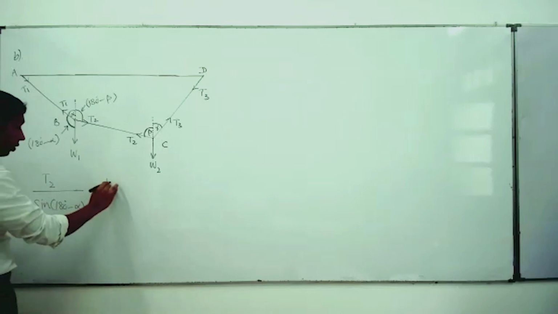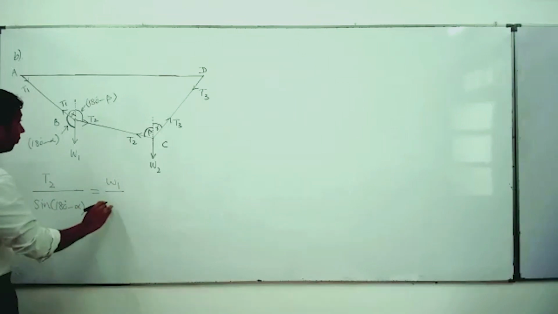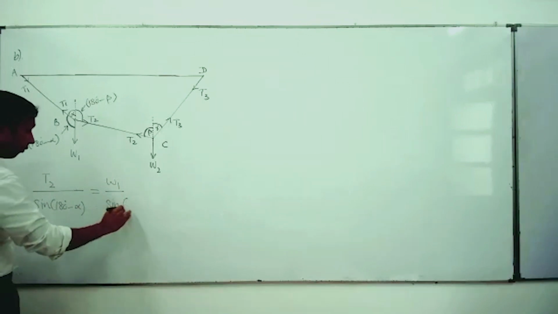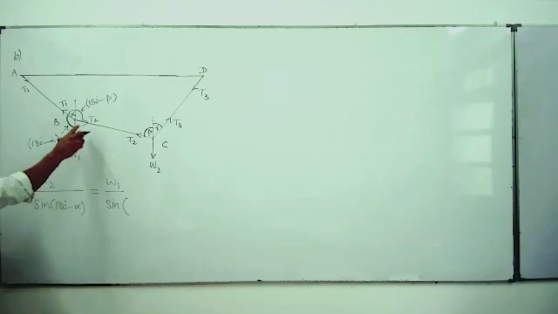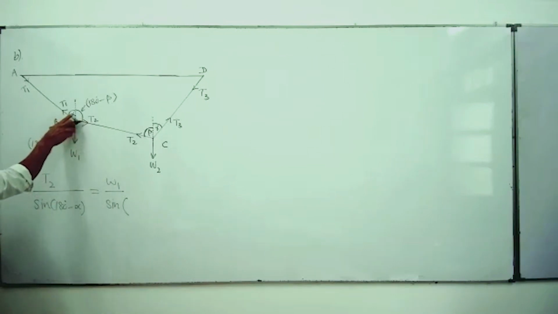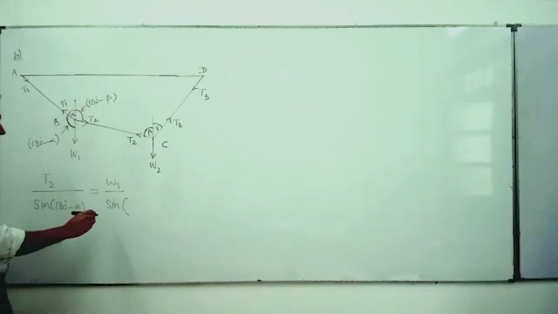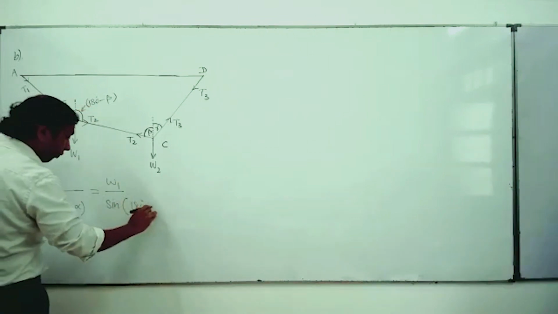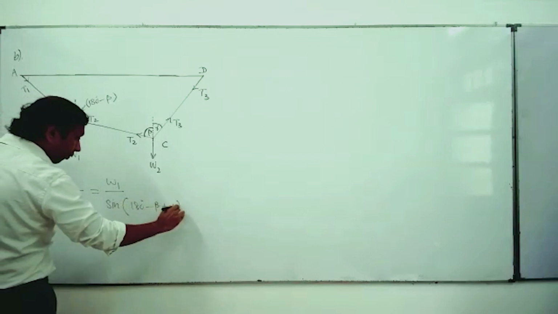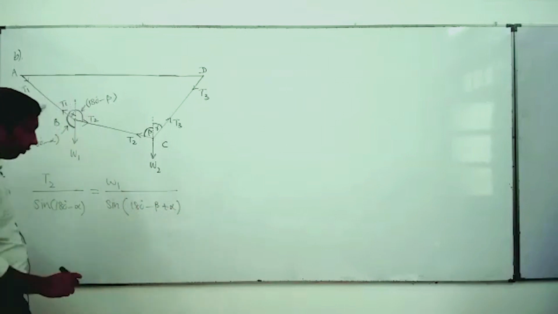Equals W1 divided by sine what? This angle, no? W1, the angle between other two forces: 180 minus beta plus alpha. Like this.